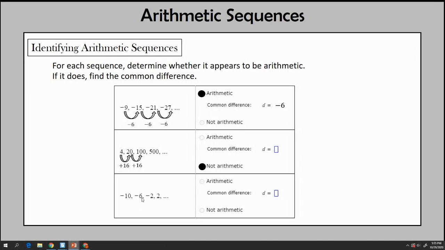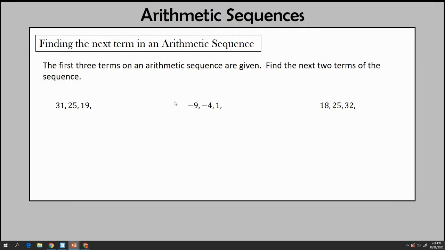Down here, negative 10, then negative 6, then negative 2, then 2. All right, so what's the difference here? I'm adding 4. Negative 10 plus 4 is negative 6. Negative 6 plus 4 is negative 2. Negative 2 plus 4 is positive 2. So yes, this one appears to be arithmetic. It's changing at a constant rate, and that common difference is that we're adding 4 each time. Okay, so that's identifying and naming the common difference.